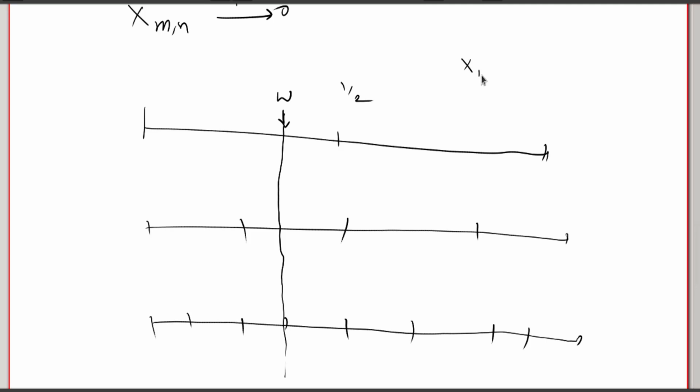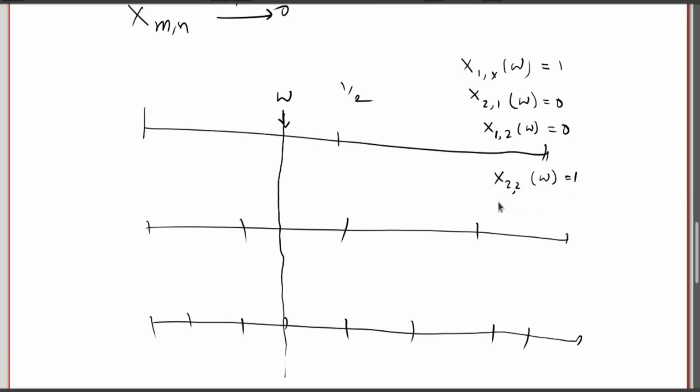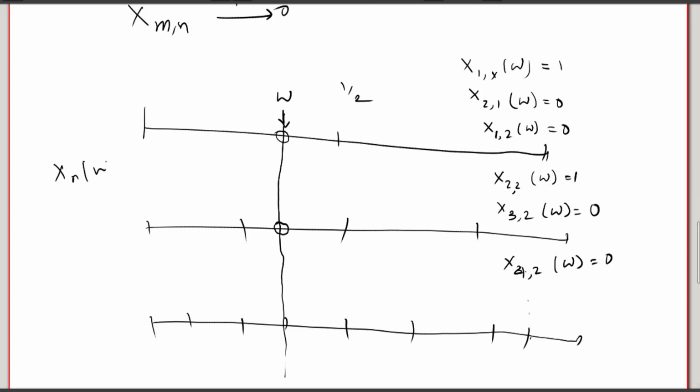So if you fix any omega in 0 to 1, what happens? For the first random variable, X_11(omega) is 1, X_21(omega) is 0, X_12(omega) is 0, X_22(omega) is 1, X_32(omega) is 0, X_42(omega) is 0, and so on. So what does this mean? For any omega in the interval 0 to 1, I have some ones, and for the rest of the random variables it will be 0. So if you consider X_n(omega) for any omega, it will be of the form: some zeros, then one, again some zeros, then one, and this way it goes on.